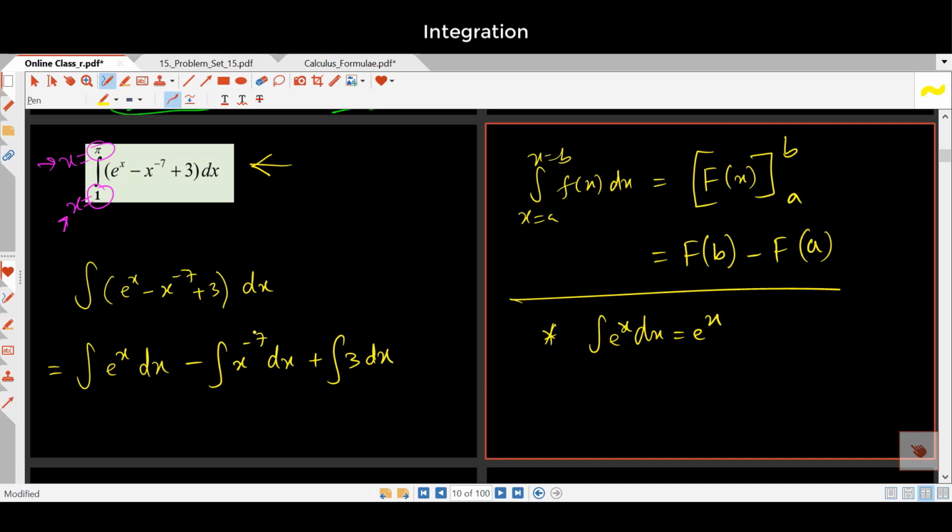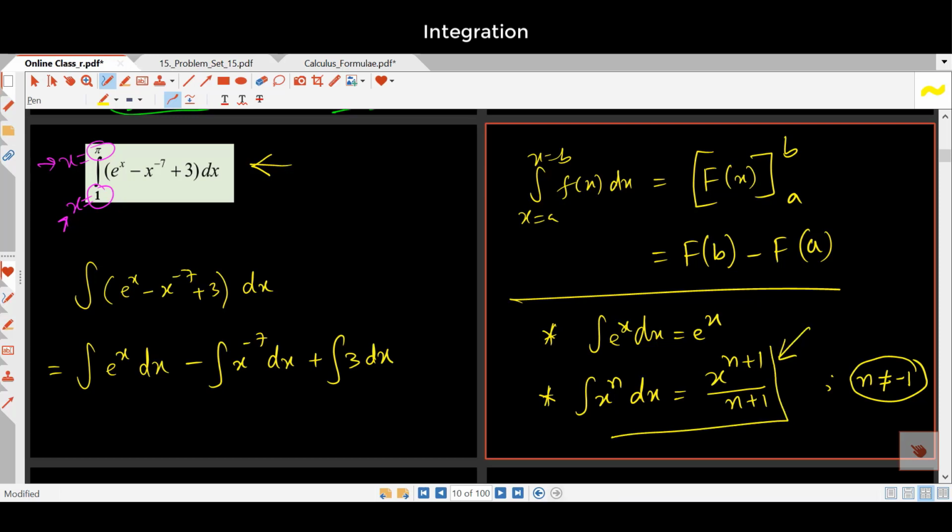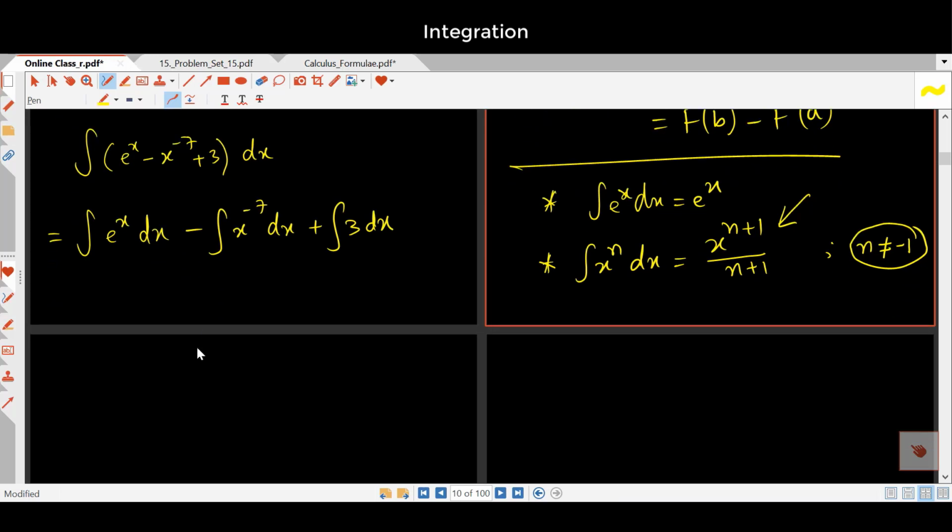Here x to the minus 7, this is going with this formula x power n. Integration of x power n is x power n plus 1 divided by n plus 1. This formula is not valid for n equals minus 1. For other values, n can be any real number, then we can apply this. So integration of x to the n is x to the n plus 1 divided by n plus 1. Now we will try to apply these formulas.